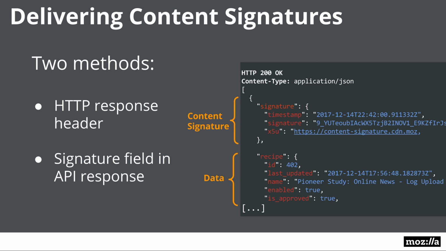And that's great because it's completely transparent to applications, but we actually want to have a little more flexibility in how we transport and verify signatures. So the second method is the one we use the most, which actually places a signature inside of the JSON document that is returned by the API.